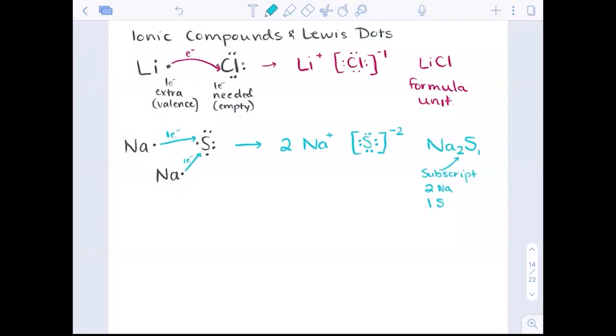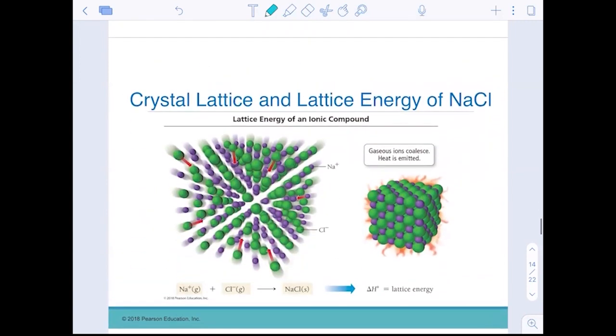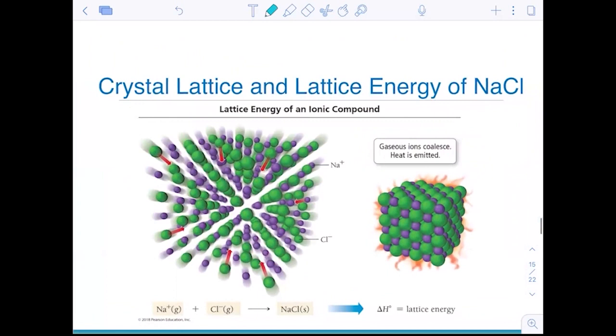Now, speaking of ionic compounds, what we want to be able to look at is a little bit more than what Lewis has to offer. Namely, what we want to be able to focus on is a crystal lattice. That lattice is important for us because what we actually end up seeing is that an ionic bond is not just a transfer of energy.